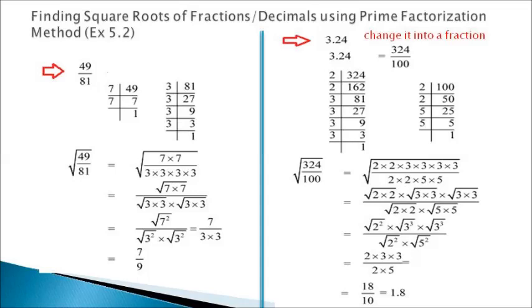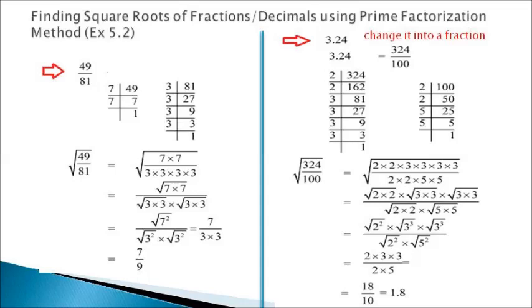Similarly, if we are given a decimal number, look at the second example. The number is 3.24. The only difference in finding the square root would be the first step. In the first step, we will change this decimal into a fraction and the remaining steps will be the same as we have done in the previous example where we had a fraction. So you see, when we remove the decimal, 3.24 becomes 324 over 100.